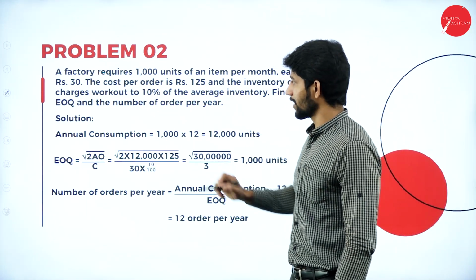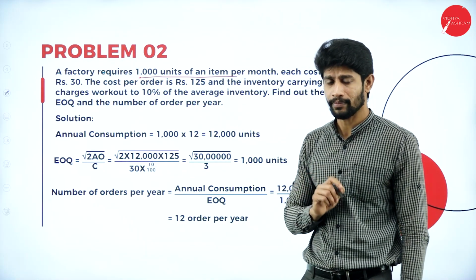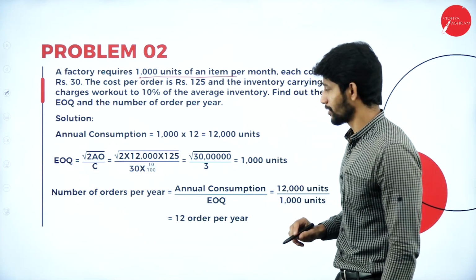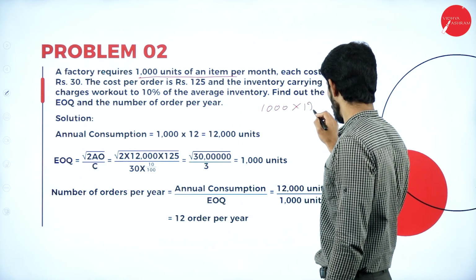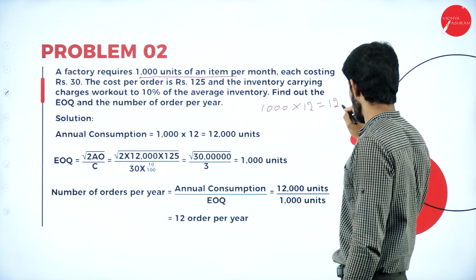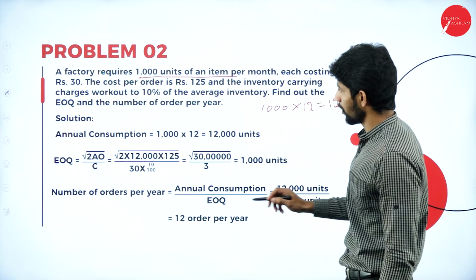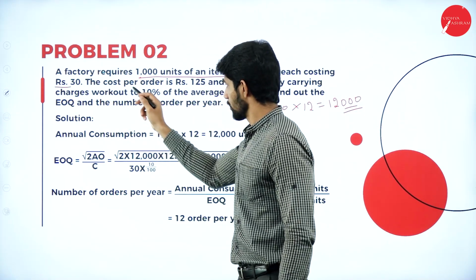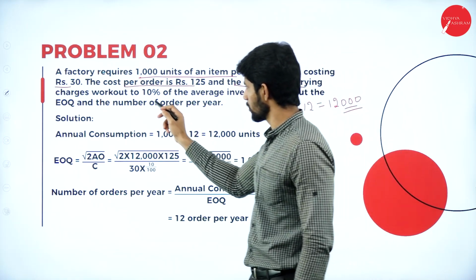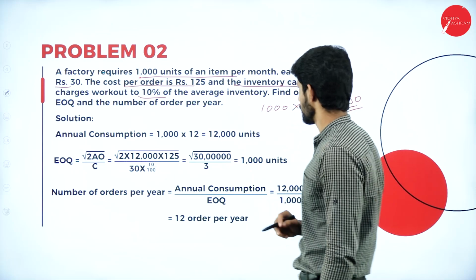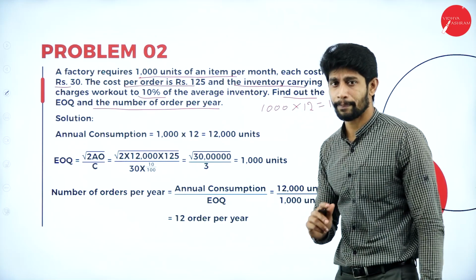Second one: a factory requires 1000 units of an item per month. That means for a year, 1000 into 12 months, 12,000. So annual consumption comes to 12,000, each costing 30 rupees. The cost per order is 125 and the inventory carrying cost is 10% of the average inventory. Find out the EOQ and the number of orders per year.